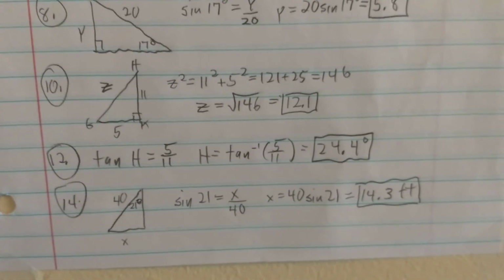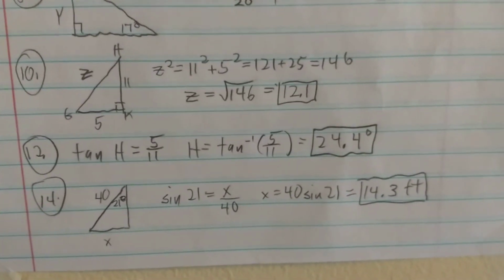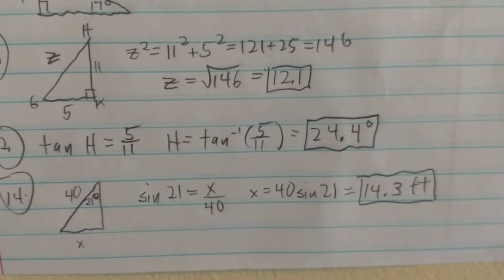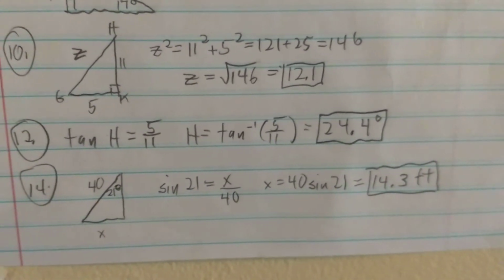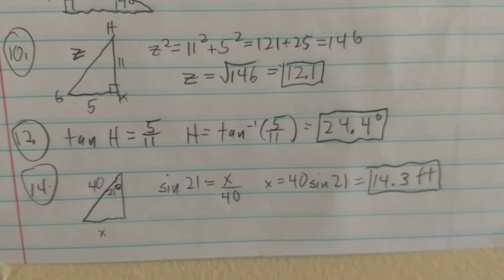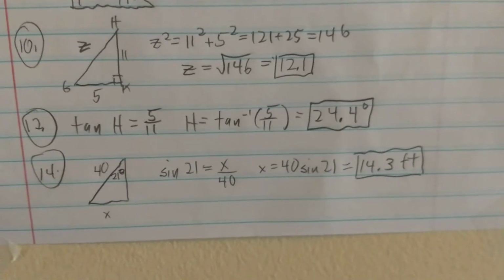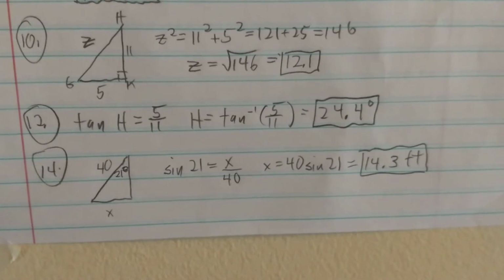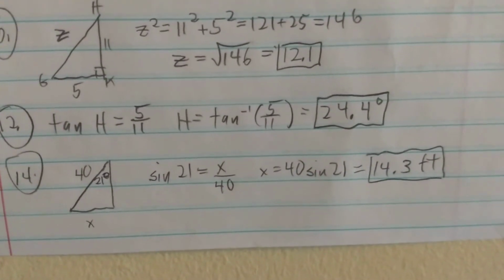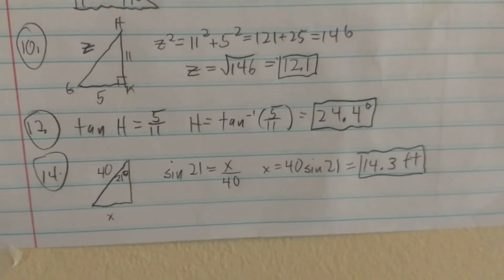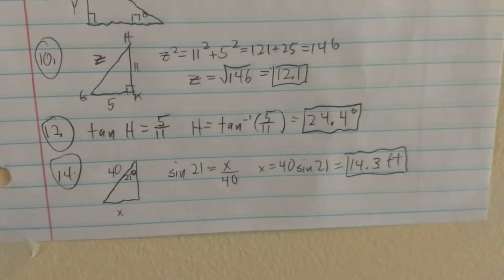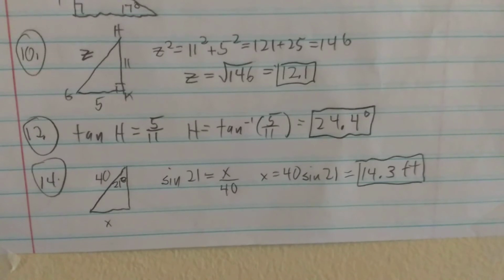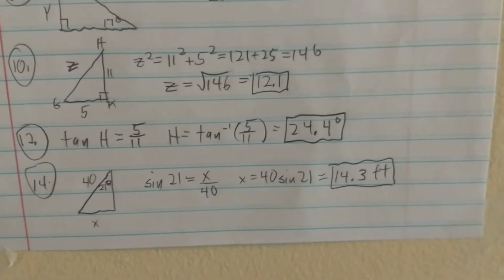Now on 12, if tangent h equals 5 over 11, then we know from what we saw in the notes that h equals tangent inverse of 5 over 11, which is 24.4 degrees approximately. And on problem 14, we have a base of x, a hypotenuse of 40, and an angle on top there of 21 degrees. So we can say that sine 21 is x over 40, and cross multiplying, x is 40 sine 21, or 14.3.